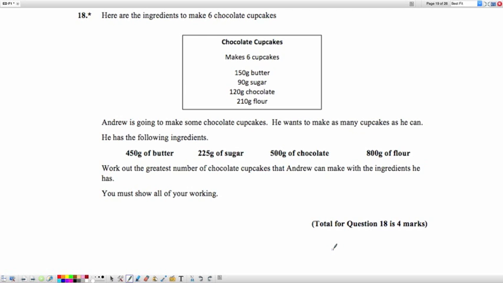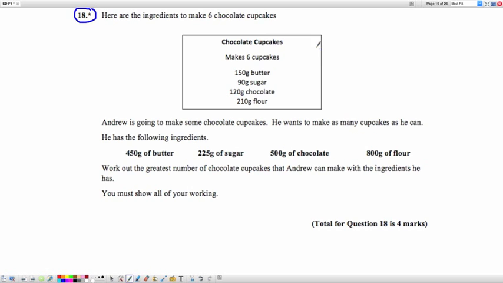Question 18. Here are the ingredients to make 6 chocolate cupcakes. Andrew's going to make some chocolate cupcakes. He wants to make as many as possible. Here is a list of the ingredients he has and the amounts. We need to work out the greatest number of chocolate cupcakes that Andrew can make. It's really important you lay your work out correctly here because there is an additional mark available for the quality of your written communication. There are lots of ways that you could approach this question.